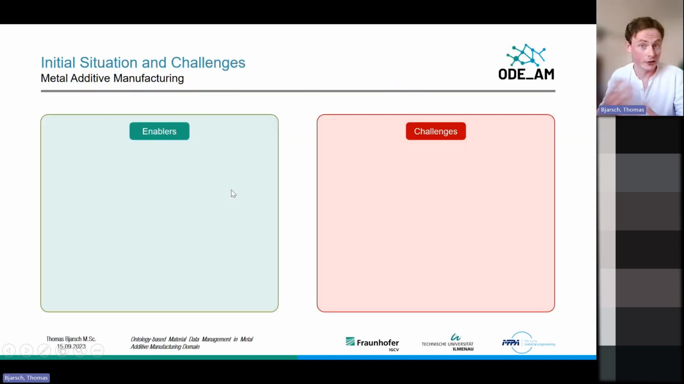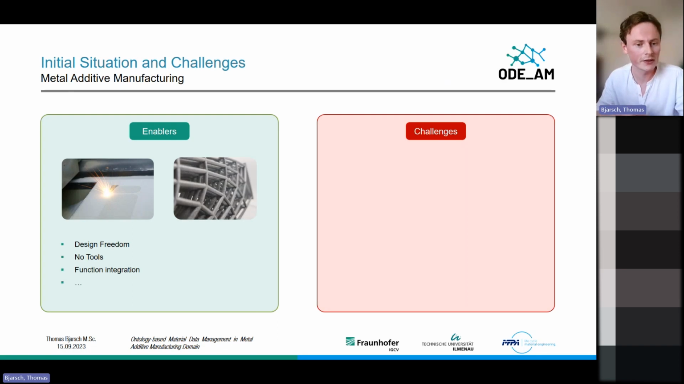Why do we actually use metal additive manufacturing? We use it for several reasons. For example, we have design freedom, so we can manufacture complex shapes like this lattice structure here. We don't need any tools for the manufacturing. We can integrate different functions, like directly printing sensors into the parts, and many more reasons to use it. On the other side, we have challenges.